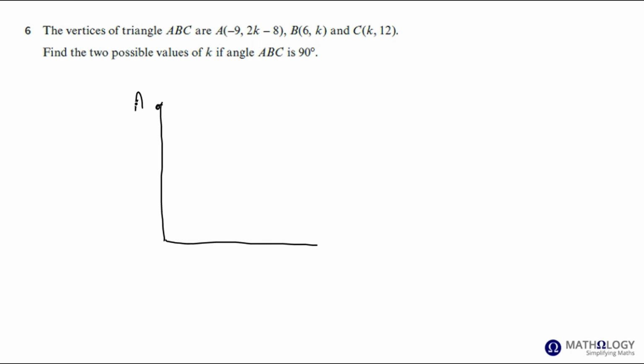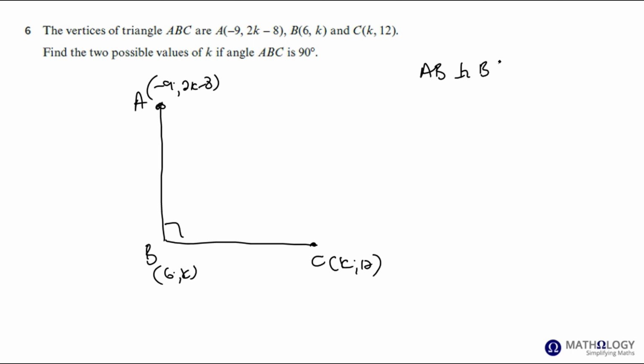Angle ABC is 90 degrees. What that means is that AB is perpendicular to BC. In other words, the gradient of AB times the gradient of BC equals -1. This is the condition for two perpendicular lines. So we're going to find an expression for the gradient of AB, find an expression for the gradient of BC, multiply them, equate it to -1 and solve for k.